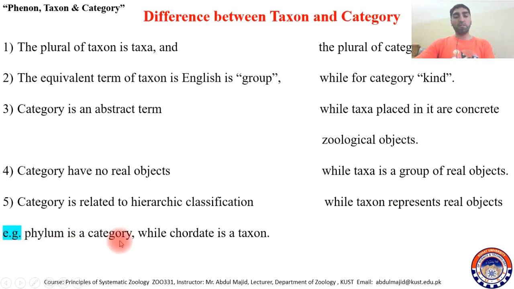For example, phylum is a category, while chordate is a taxon. Chordate is a taxon because it covers all those animals which have a notochord and certain other characteristics, which are actual organisms. That's why it is a taxon. And phylum shows only the rank, that it is a rank in the hierarchical classification.